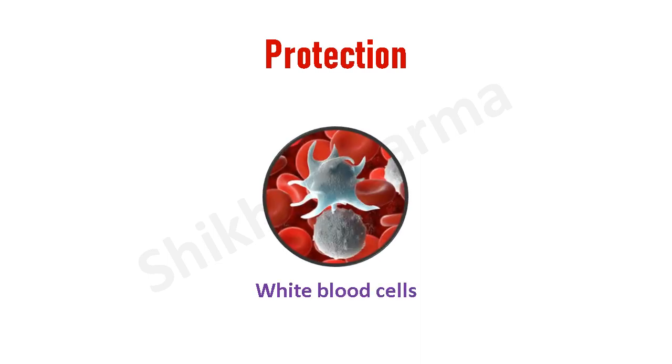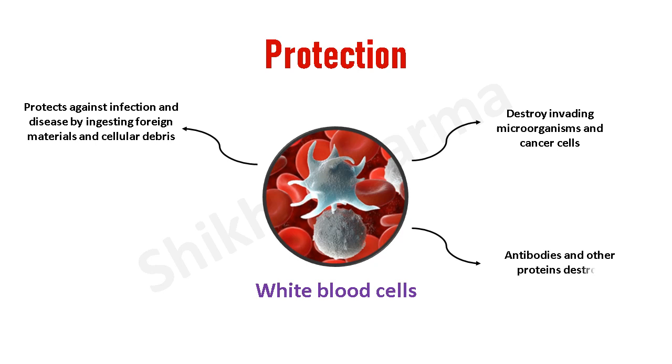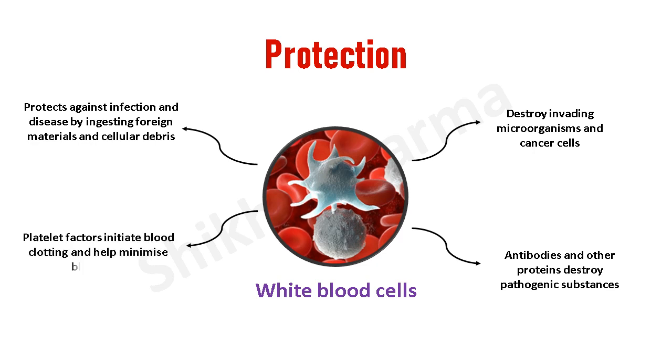White blood cells or leukocytes are primarily responsible for protection. They destroy invading microorganisms and cancer cells. Protects against infection and disease by ingesting foreign materials and cellular debris. Antibodies and other proteins destroy pathogenic substances. Platelet factors initiate blood clotting and help minimize blood loss.